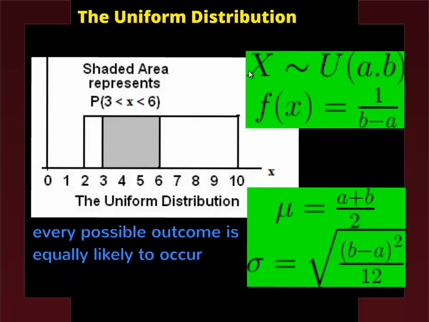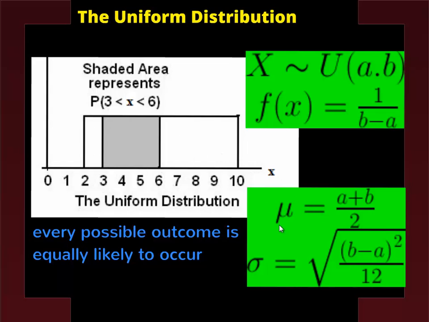The way of writing it is x is uniform. We use this little tilde. It is described as uniform with a and b. Okay, so this is our lower bound, this is our upper bound. The probability of each thing happening is 1 over b minus a. So in this case, we'd have 10 minus 2, which would be 8. So the probability would be 1/8.